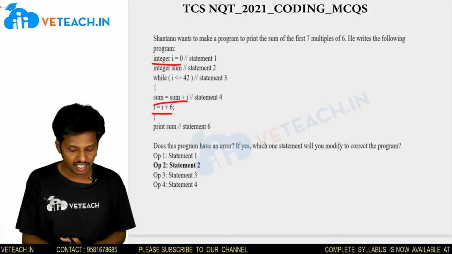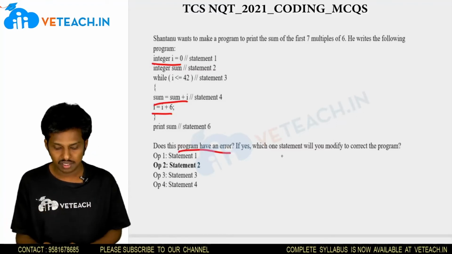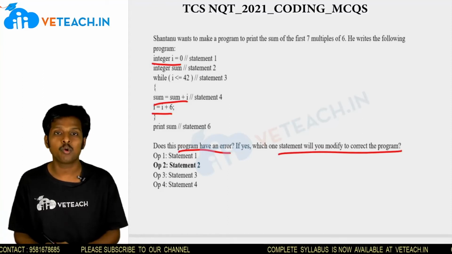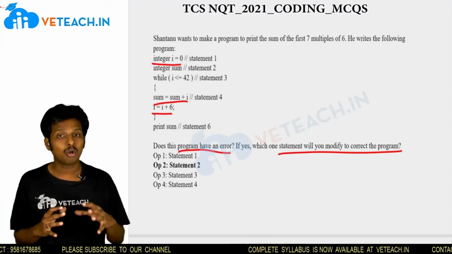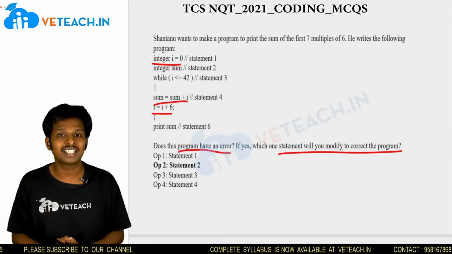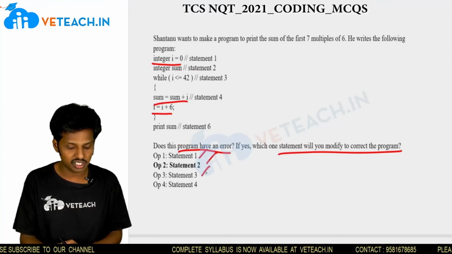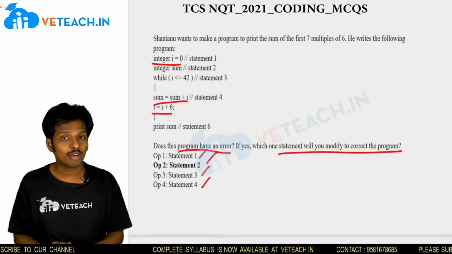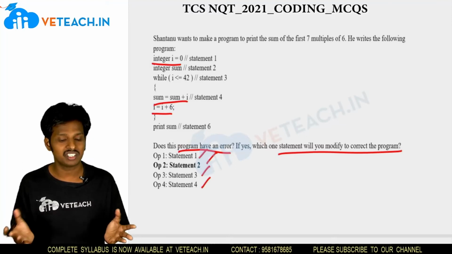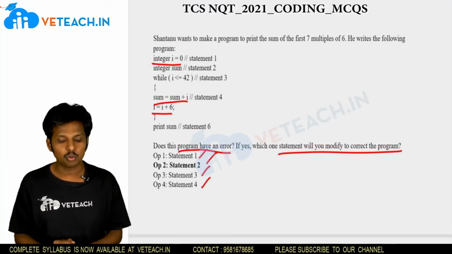Now the question is, does this program have an error? If yes, which statement would be modified to correct the program? If in the above logic there is an error, which statement has to be modified to get the correct output? The different options that were given are statement 1, statement 2, statement 3 and statement 4. According to statement 1, integer I should be initialized to 0. So that's correct. Next, statement 2, integer sum.